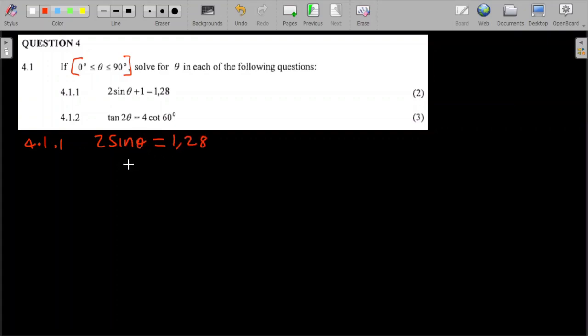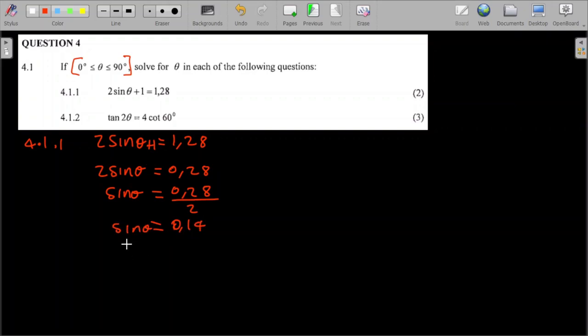So remember, we're solving for theta. How can we solve for theta here? Before I make a mistake, we have a plus 1 here. So first thing we could do is transpose this 1 to the other side. So 2 sine theta is equal to 1,28 minus 1, which is 0,28. And then we need to get rid of this 2. How do we get rid of it? We divide both sides by it. So sine theta is equal to 0,28 divided by 2, which is 0,14. This is my sine theta.